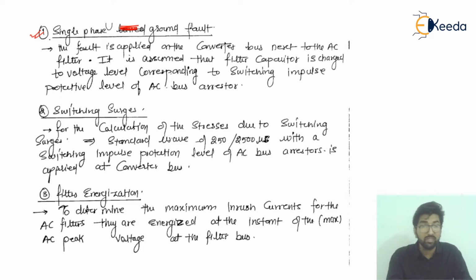If we talk about the single phase ground fault, the fault is applied on the converter bus next to the AC filter. What does it mean? It means the fault generally occurs on the converter bus next to the AC filter, whenever we have the AC filter next to that converter. It is assumed, once again, that the filter capacitor is charged to the voltage level corresponding to the switching impulse protective level of the AC bus arresters. So this is the point for the single phase ground fault.